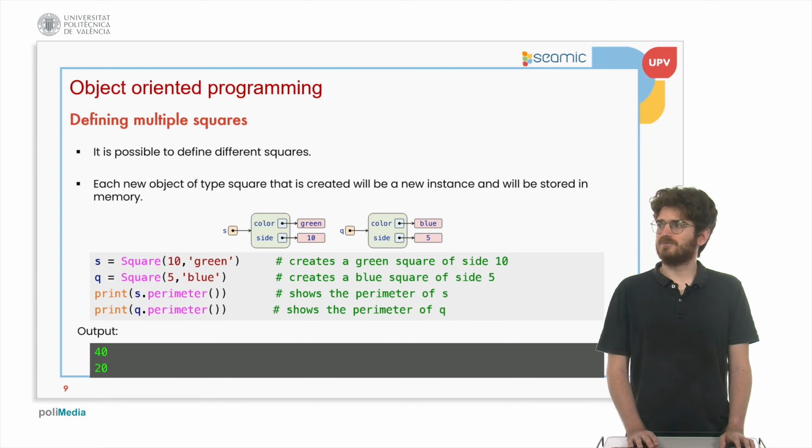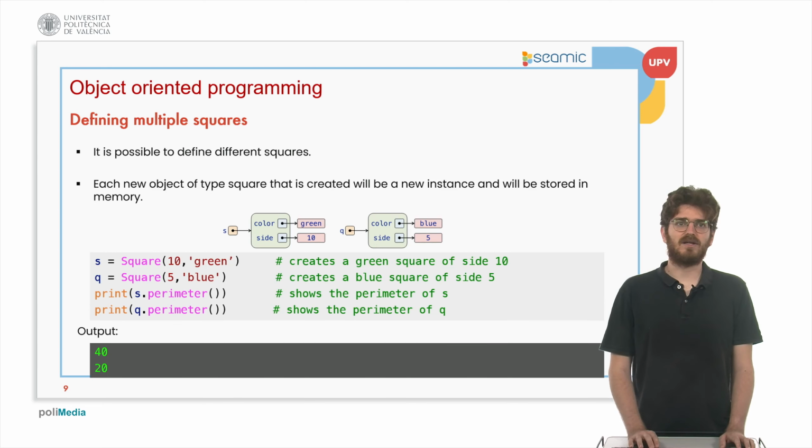If we want to define multiple squares, it's as simple as repeating this operation and storing each of the newly defined squares in different variables. For example, we have a square in variable s, which is green and has side 10, and we have a square in variable q that is blue and has side 5. We can, of course, call the same method on different objects, and we will obtain different results. In this case, the perimeter of s and the perimeter of q are 40 and 20, respectively.